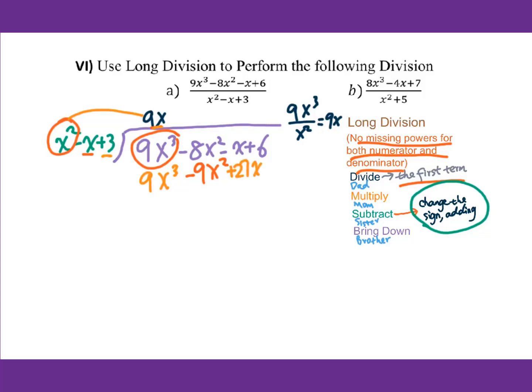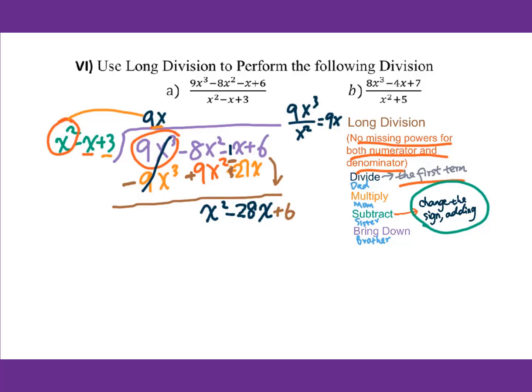Remember, we change sign adding. This is minus. This is plus. This will be minus. Then add. The first term always gone. So we get the x squared, negative 1 minus 27, that is minus 28x. Then drop down plus 6.